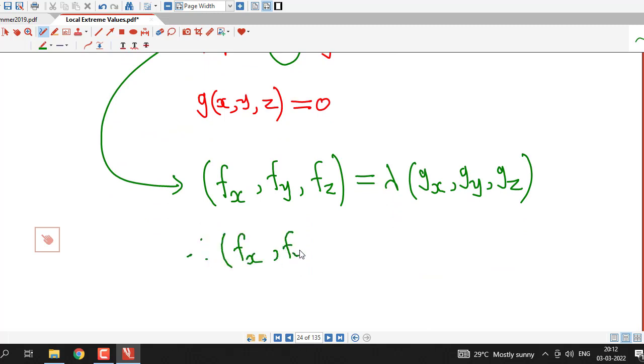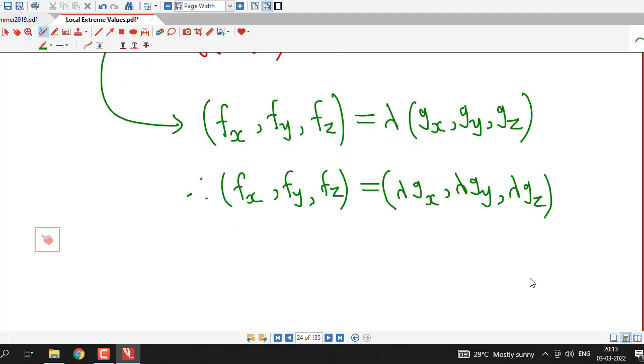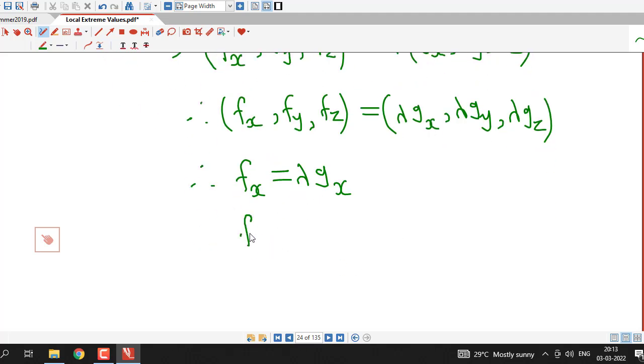First we can rewrite the right hand side by multiplying each component by lambda: lambda times gx, lambda times gy, lambda times gz. Therefore we obtain 3 equations by comparing corresponding components. Del f by del x equal to lambda times gx, del f by del y equal to lambda times gy, del f by del z equal to lambda times gz.